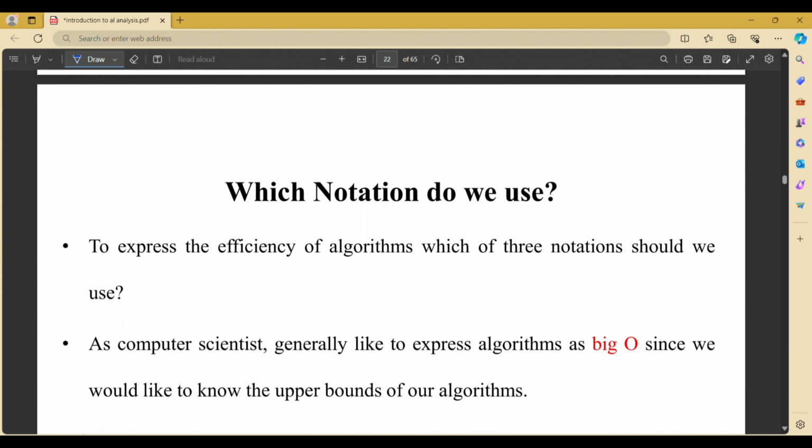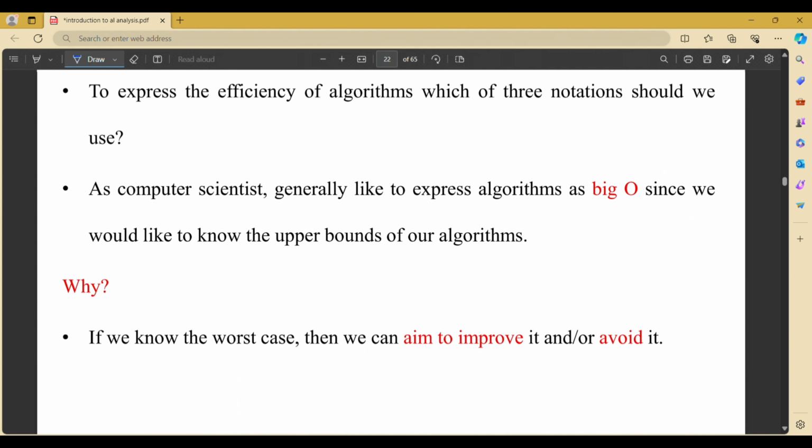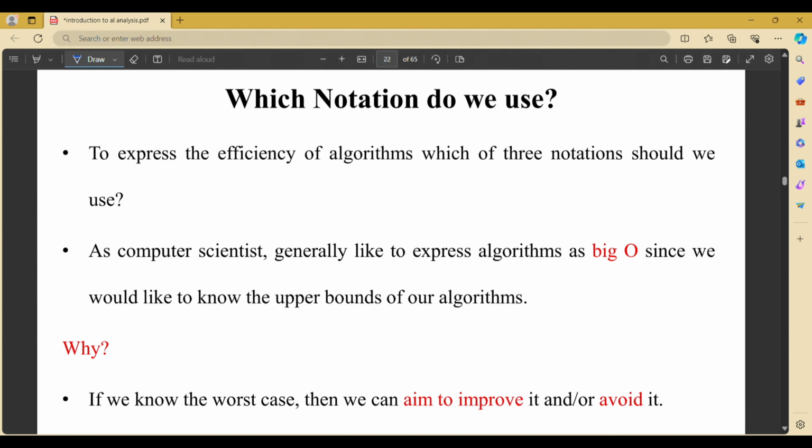So why do we use these notations? The major facts that you have to know about this: to express the efficiency of algorithms, 3 notations are used. What are these 3 notations? Big O notation, big omega notation, and theta notation. These 3 notations are used.